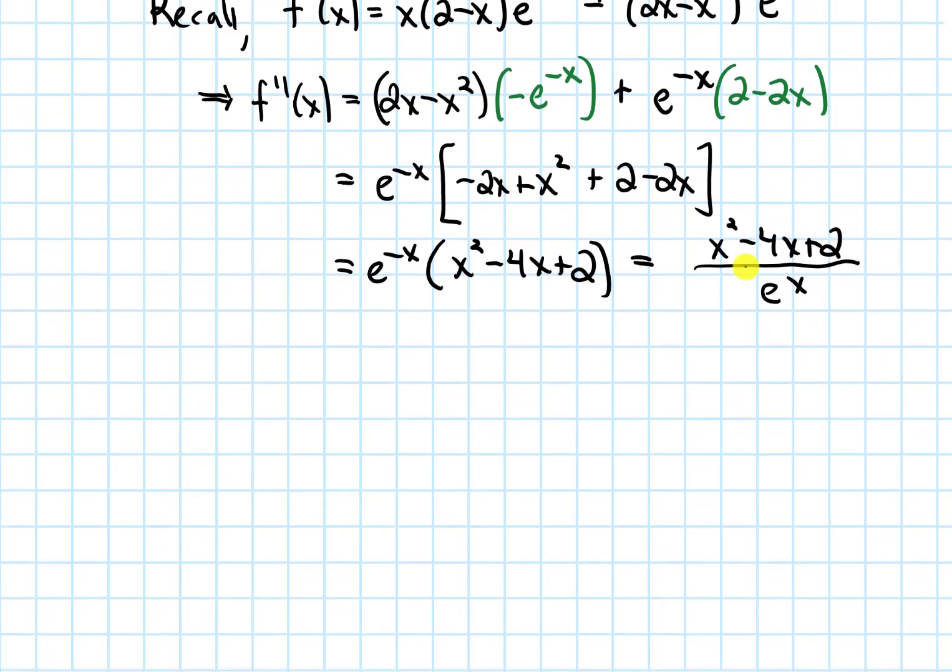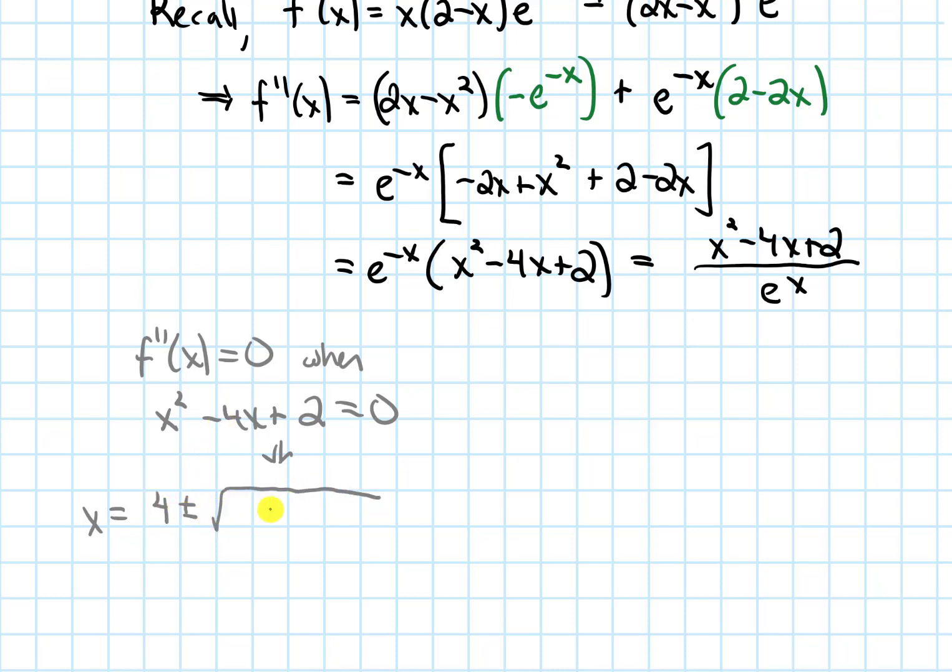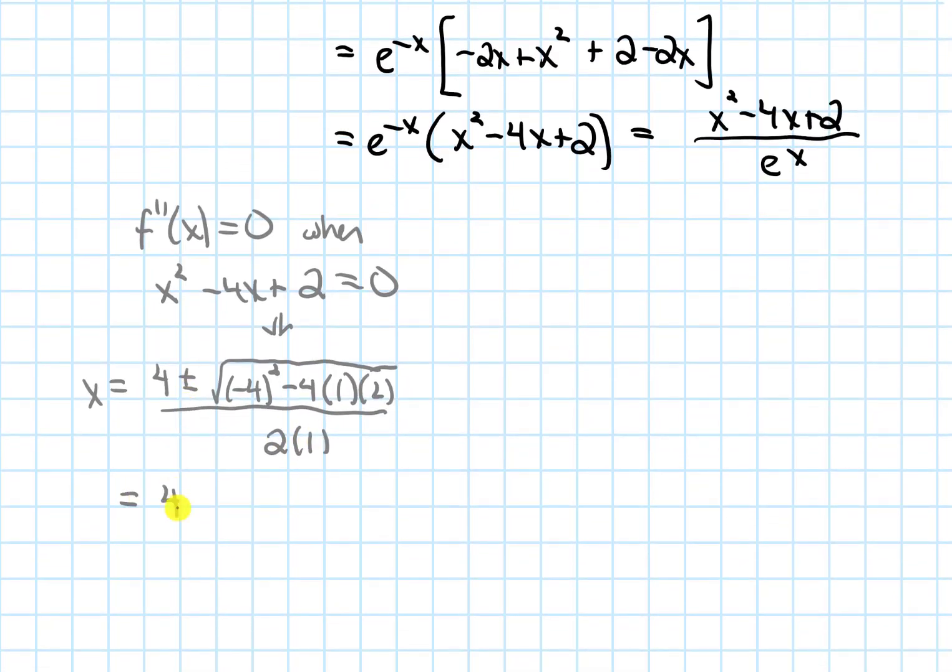Okay, so now I need to figure out when this second derivative is equal to 0 and when it is undefined. Our second derivative is going to be 0 when the numerator equals 0, x squared minus 4x plus 2. So I need to figure out when this quadratic equals 0. I can use the quadratic formula. We'll get x equals negative b, which is 4, plus or minus the square root of b squared, negative 4 squared, minus 4ac, so 1 times 2, all over 2a, so over 2 times 1. So this becomes 4 plus or minus the square root of 8, over 2.